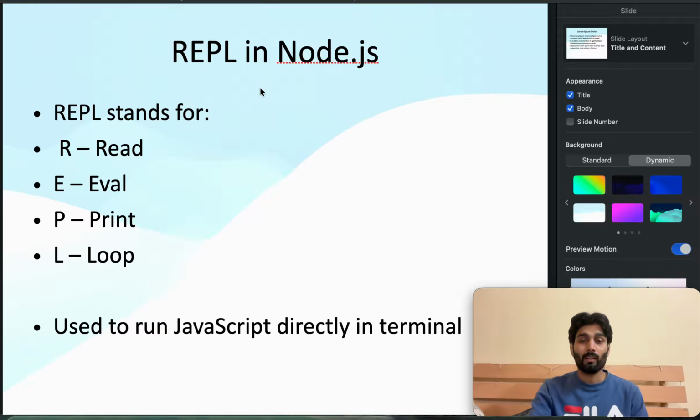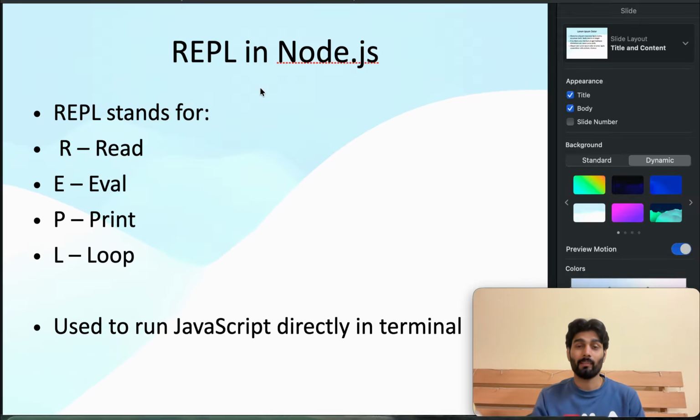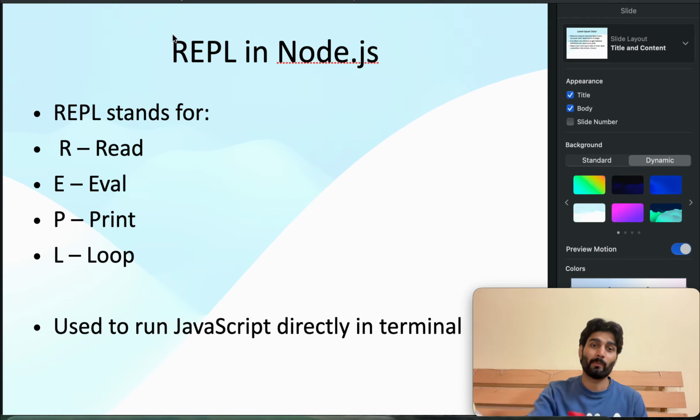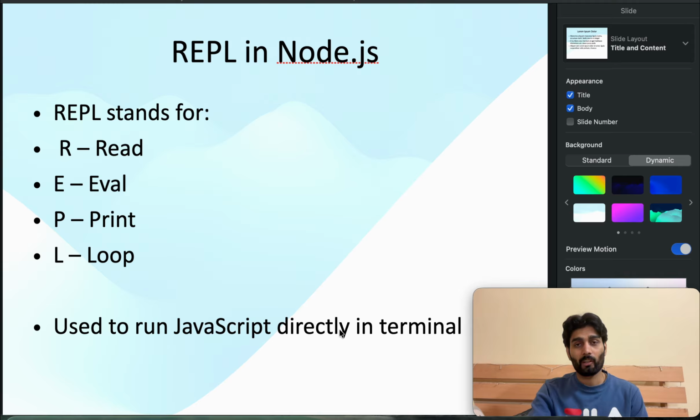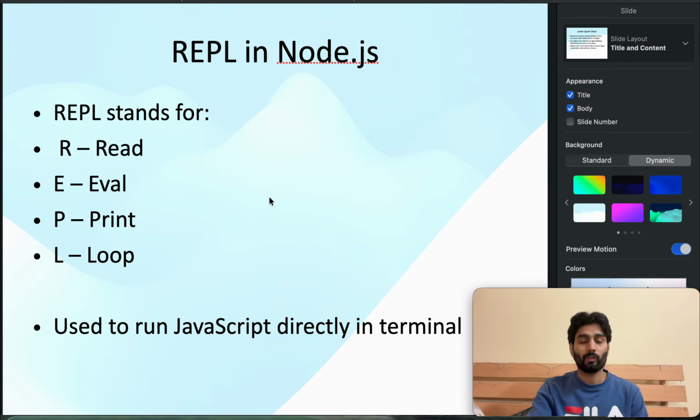Now there is a concept of REPL in Node.js, which basically means R for read, E for evaluate, P for print, and L for loop. See, I have written here, and it is just JavaScript directly in terminal. We will move forward to terminal in the next lecture. For now, just know there is something like terminal, and we use JavaScript in that.